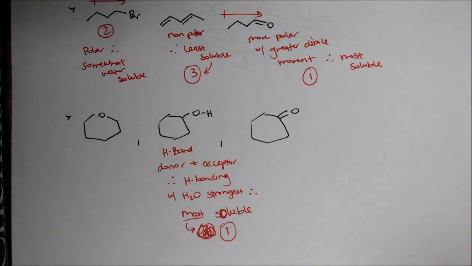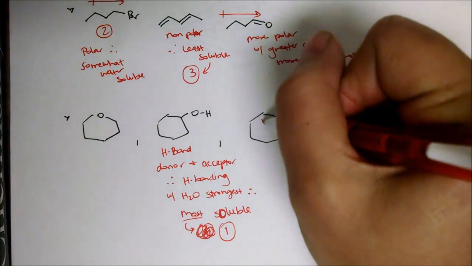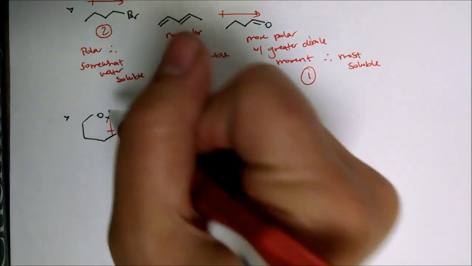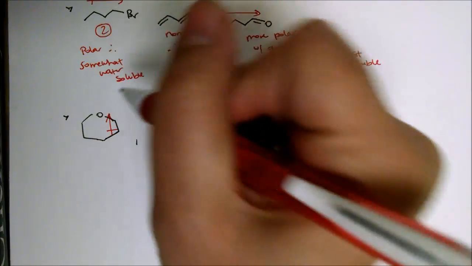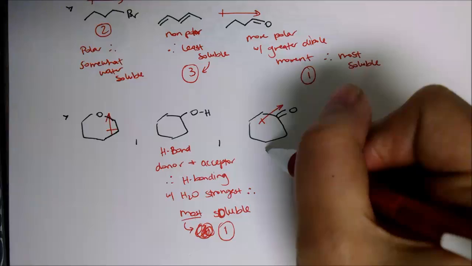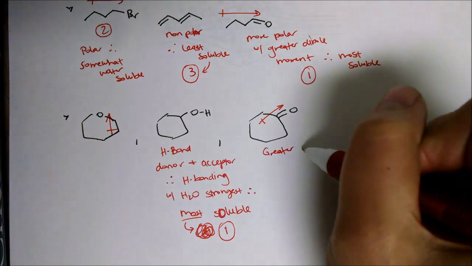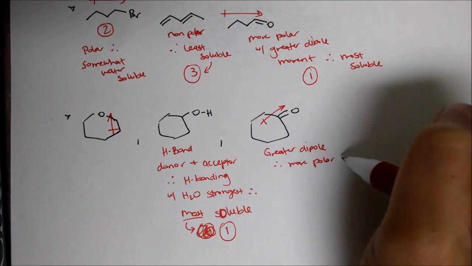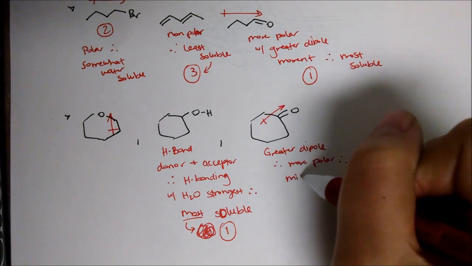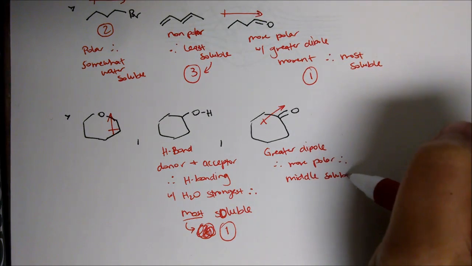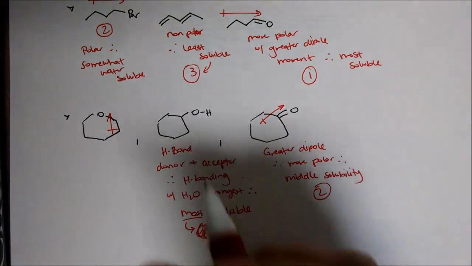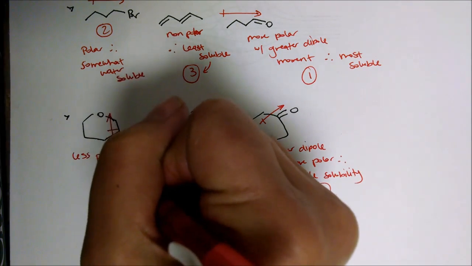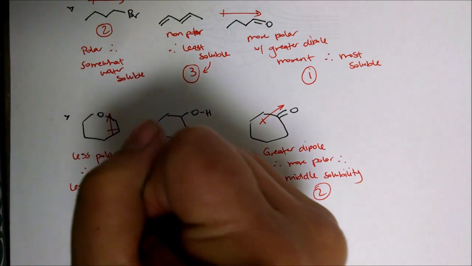But what did we just say in terms of polarity? Right? The dipole of the double bonds are going to be stronger than the single bonds. Okay? So I would say here that this guy has a greater dipole, therefore more polar, therefore middle solubility. Whereas this first guy is still polar, but less polar, therefore less water soluble.